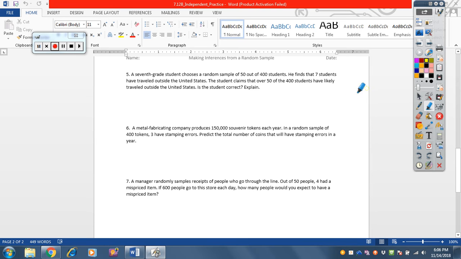Number 5 is only more difficult than 1 through 4 because it asks you the question differently. It says a 7th grade student chooses a random sample of 50 out of 400 students. He finds that 7 students have traveled outside the United States. The student claims that over 50 of the 400 students have likely traveled out of the United States. Is the student correct? And you have to explain it.